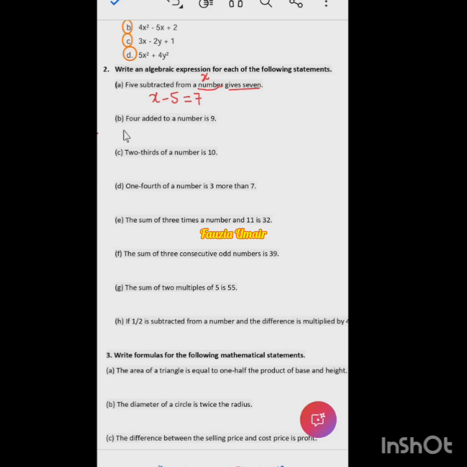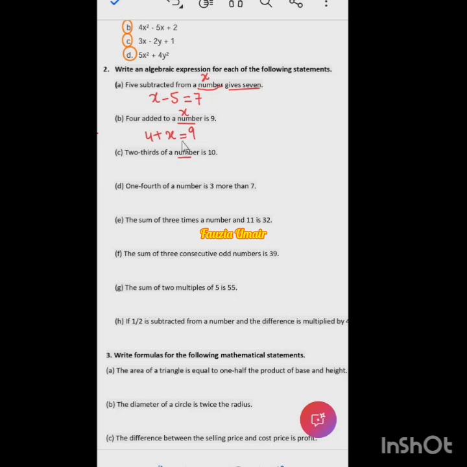So now just look at the second one. 4 added to a number. So let's assume this number is x. So now read it again. 4 added to x. So what will that be? 4 plus x is equal to 9. Very good.